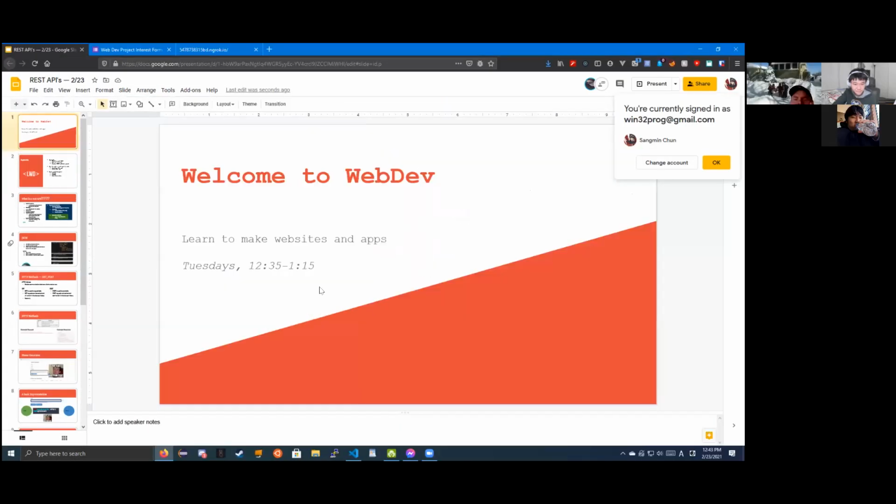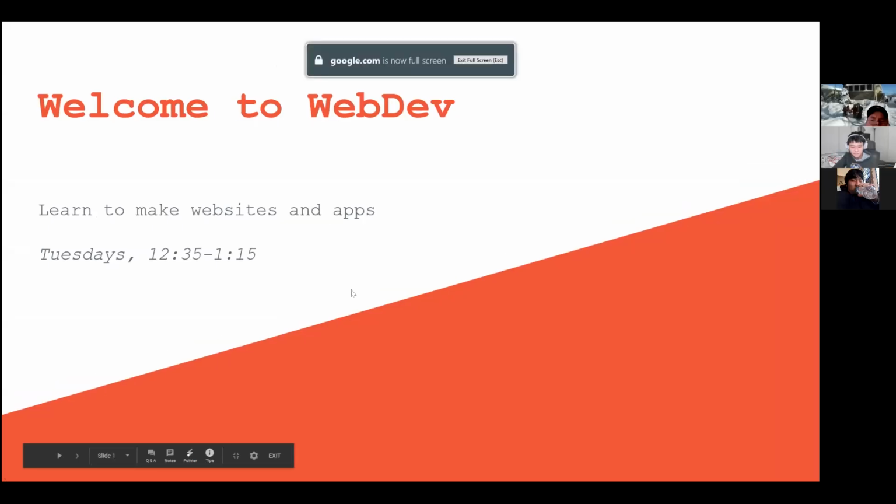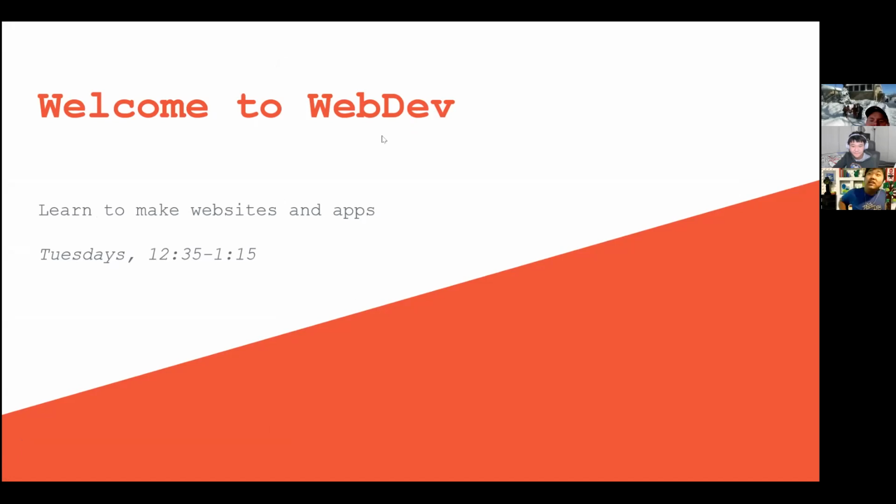Do I have co-hosts? Nope. Oh, whoops, yeah, I forgot that. Assigning a co-host. Co-host, yes. Singman, where are you? Singman Chan. Oh, there you are. Co-host, yes. All right. Oh wait, how do I have my camera on? Whoops. Okay. Hello.